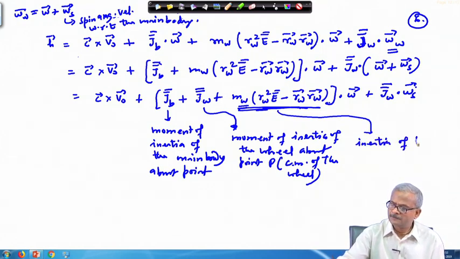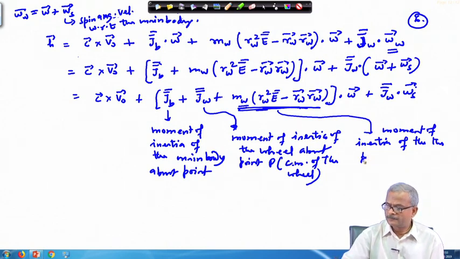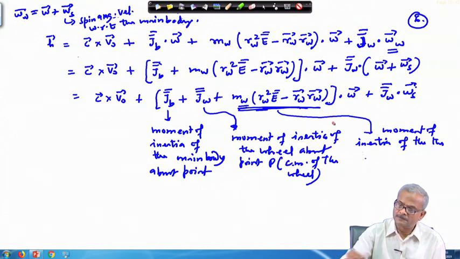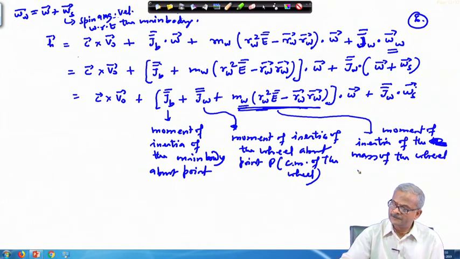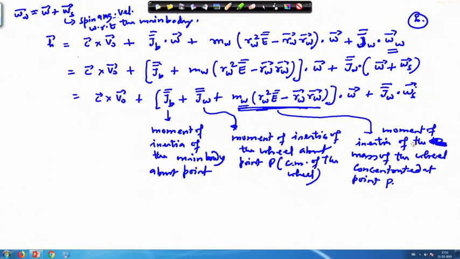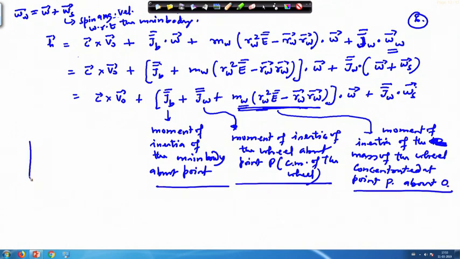So, this is the moment of inertia of the mass of the wheel concentrated at point P, the inertia of the mass of the wheel concentrated at point P about O. So, these three together mean you have some body there.